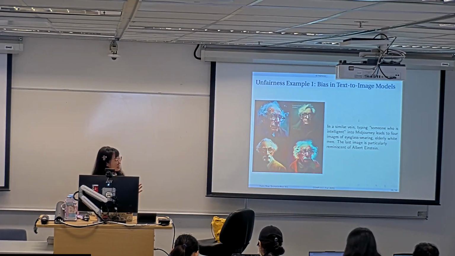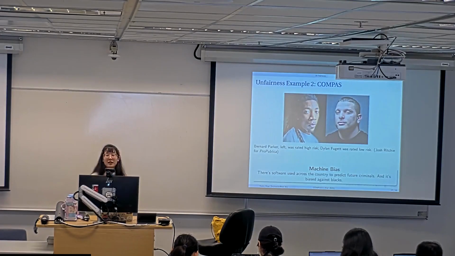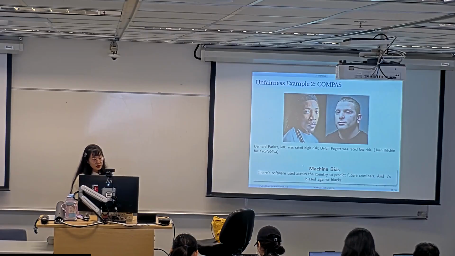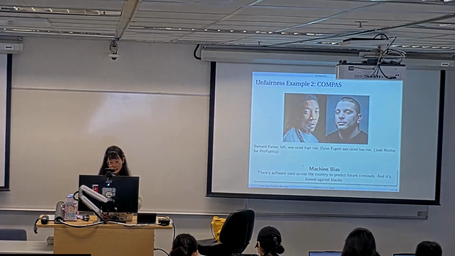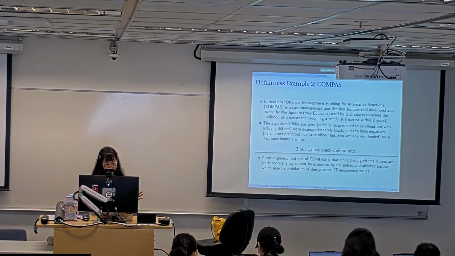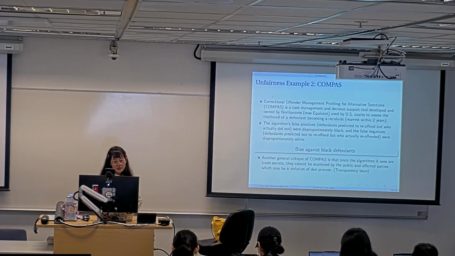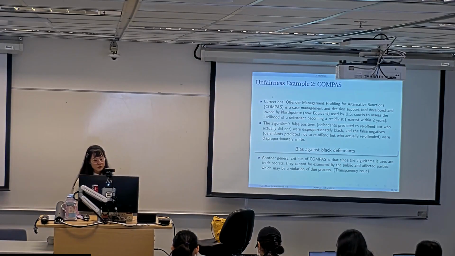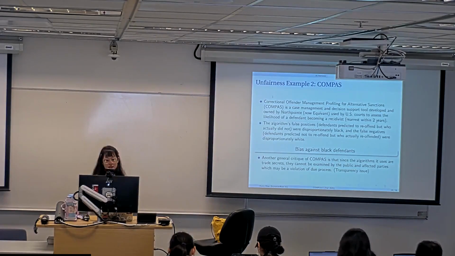But what about more crucial decisions made by AI? The second example, the COMPAS system. This is a very famous article and survey study from 2016, called Machine Bias. There's software used across the country, the country referring to the US, to predict future criminals, and it is biased against blacks. The system is called COMPAS, and its full name is the Correctional Offender Management Profiling for Alternative Sanctions.